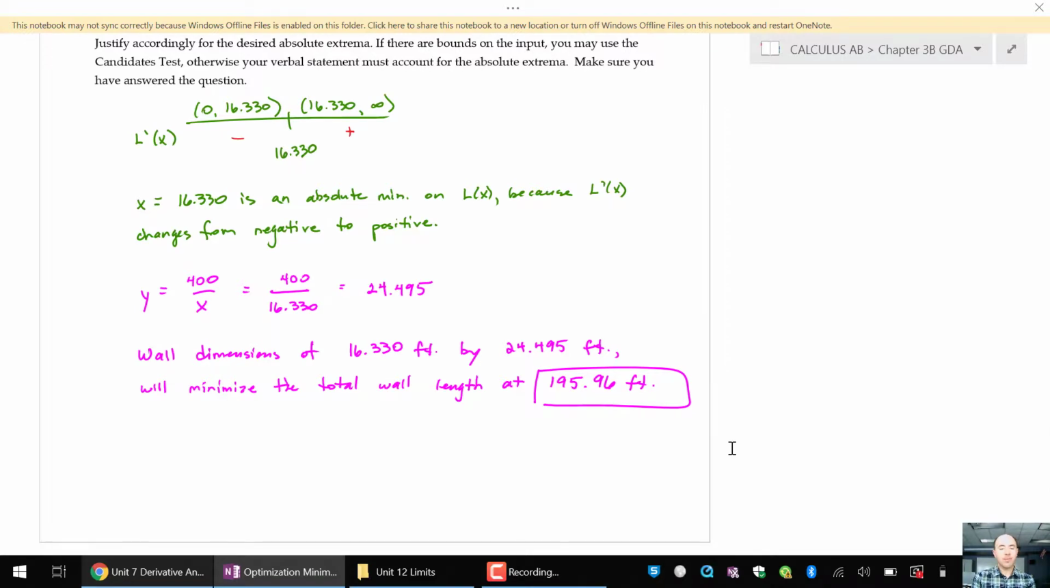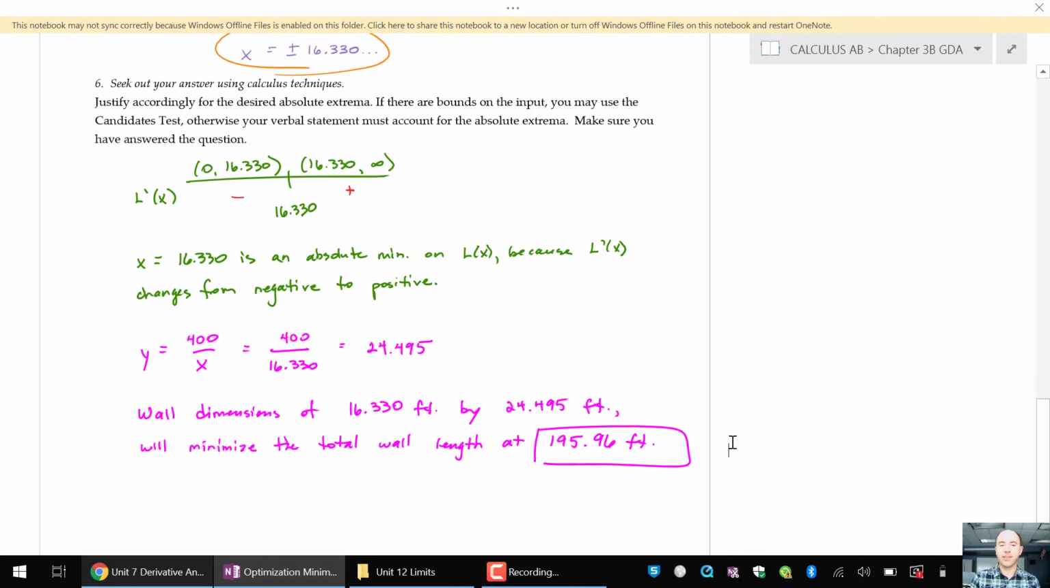So that's pretty much what optimization is all about. You have a primary equation you're trying to maximize or minimize, find the secondary restriction equation, and figure out a way to write that primary equation in terms of the single variable. Write a derivative, set it equal to 0 to find your critical points, and then complete your analysis using any one of our calculus methods for justifying extrema. And that, again, is what optimization is all about.